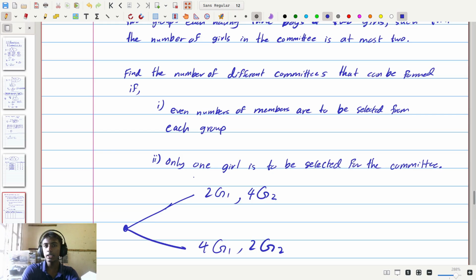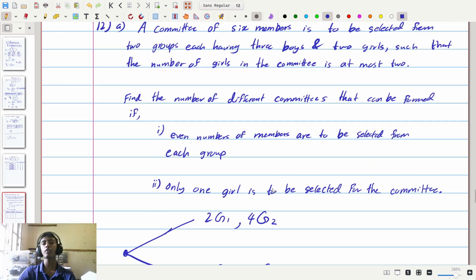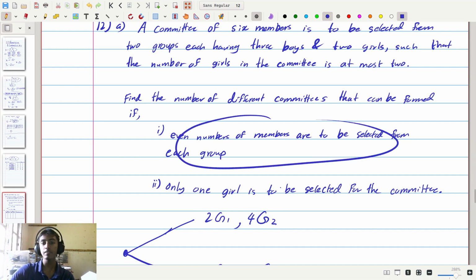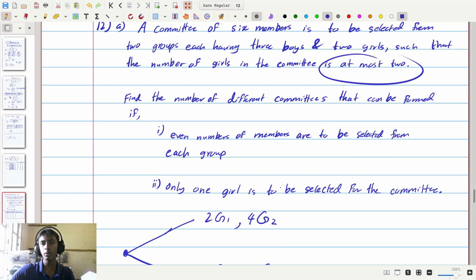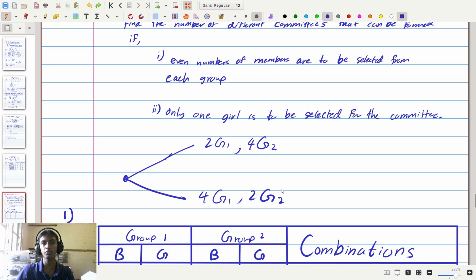Now given each of these possibilities, to satisfy each of the other conditions required, we need to go into more depth. If we consider the other conditions required, we need 6 total members, which is satisfied by this. We need this even number of members condition, which is also satisfied by this. However, the condition that the number of girls in the committee is at most 2 is not satisfied by this expression here. So therefore we need to go into more depth to try to figure out the total number of girls involved and therefore the total number of combinations.